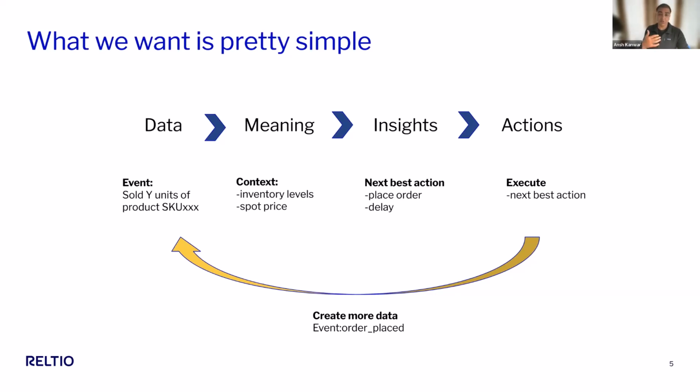In terms of then deriving insights from this, we can say, given the context, given the meaning, we can either decide that the next best action is to place an order or to delay and deal with absence of inventory for a little bit, because that is the better ROI. And then in terms of action, once the next best action is clear, you go execute that action.